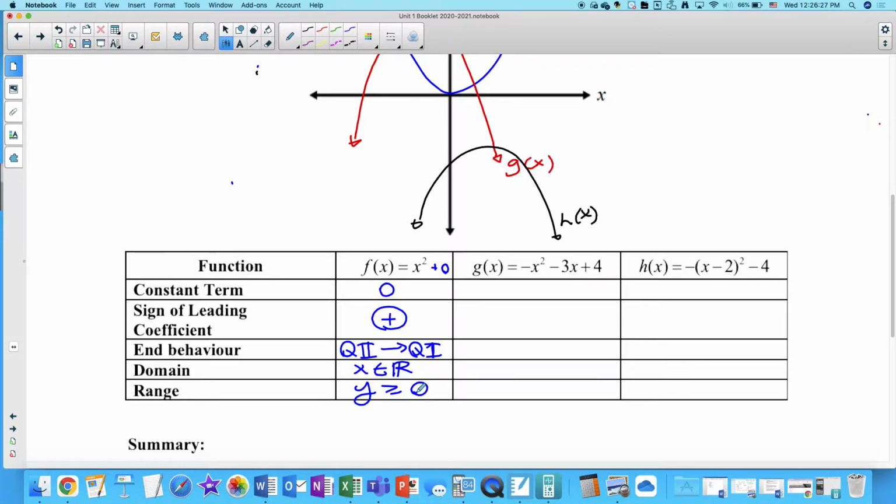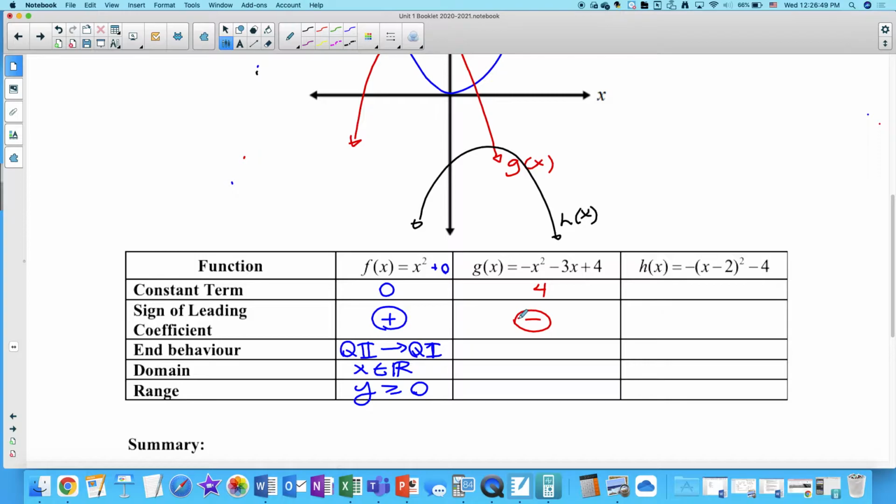All right, let's talk about g of x. That's the red graph. So for g of x, the constant term in this case is the 4, plus 4. The sign of the leading coefficient: we have negative x squared, that's like negative 1x squared. Negative 1 is the leading coefficient, and so its sign is negative.